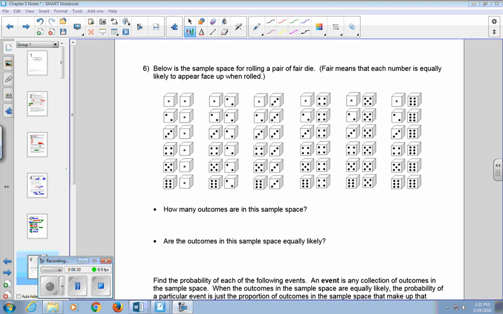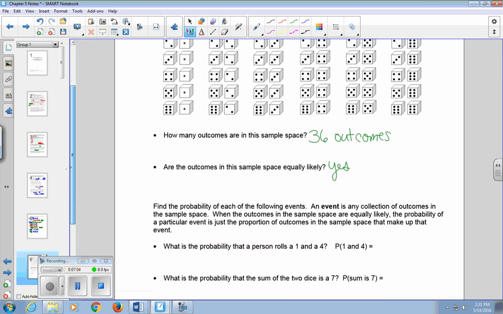Okay, number 6. Below is the sample space for rolling a pair of fair dice. Fair means that each number is equally likely to appear face up when rolled. So first question is, how many outcomes are in the sample space? Since we're rolling a pair of fair dice, a pair means 2. Count up every set of 2, and we'll find that there are 36 outcomes in the sample space. Press pause to verify this if you're not sure. Are the outcomes in the sample space equally likely? We're told that the dice are fair, so we can say that they are equally likely. So we can say yes.